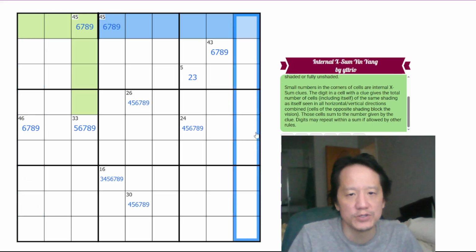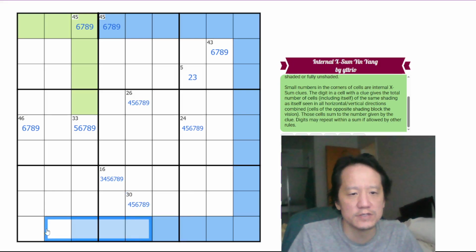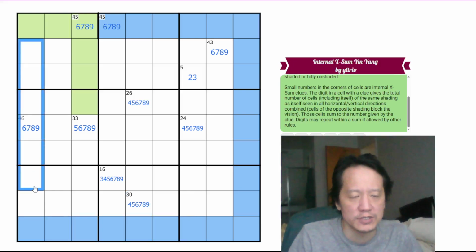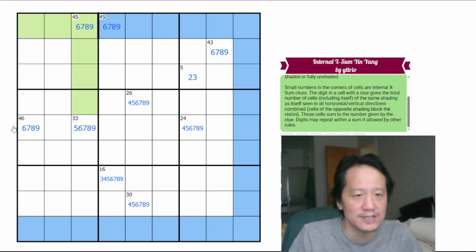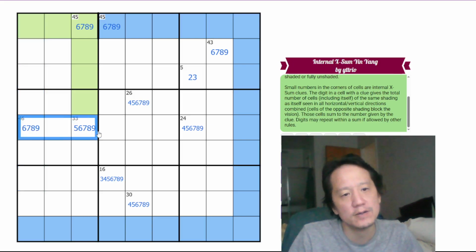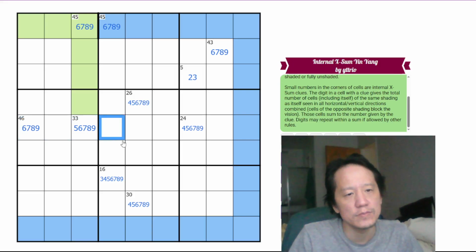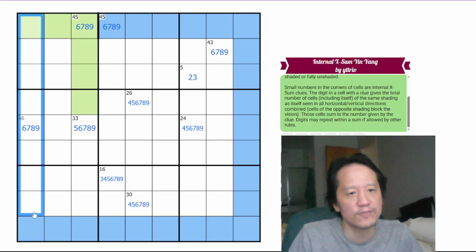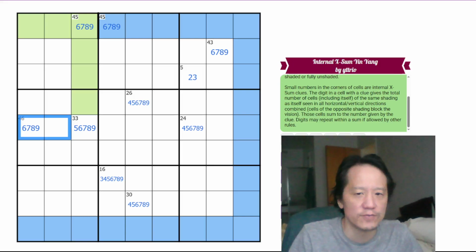Therefore, this is all the same. This has to go this way, which means it has to go at least this way then, because this is all the same shading. It swaps here because this 46 needs to be able to see more than that, because to add up to 46, it needs a different digit. So it has to go to here. It could just be 1.